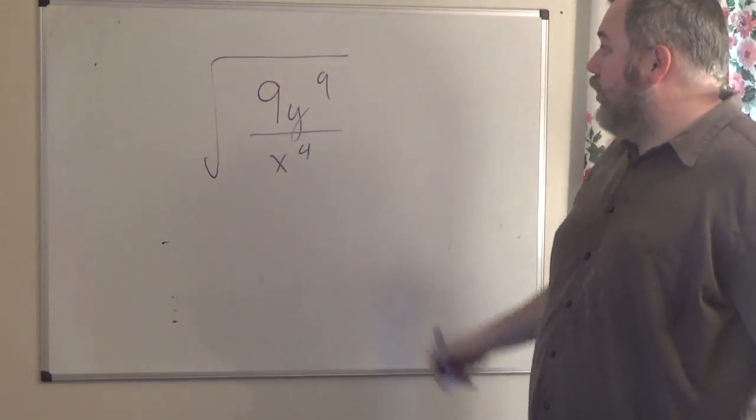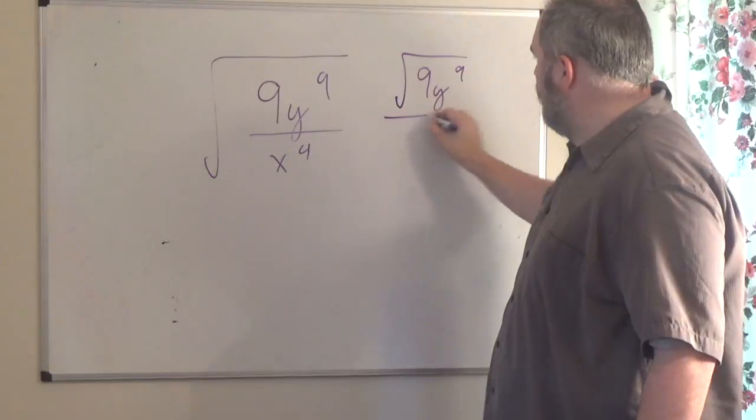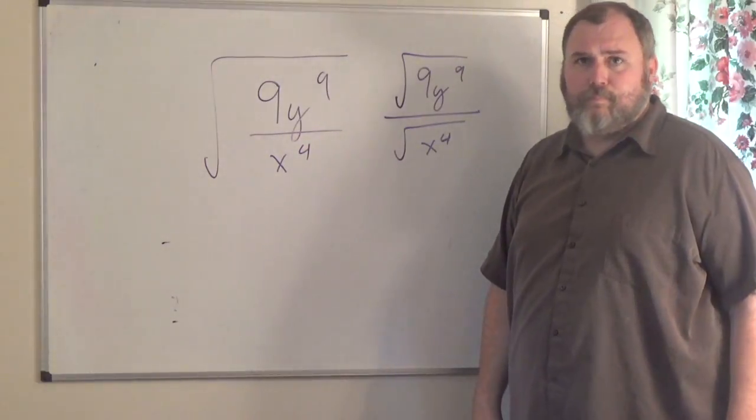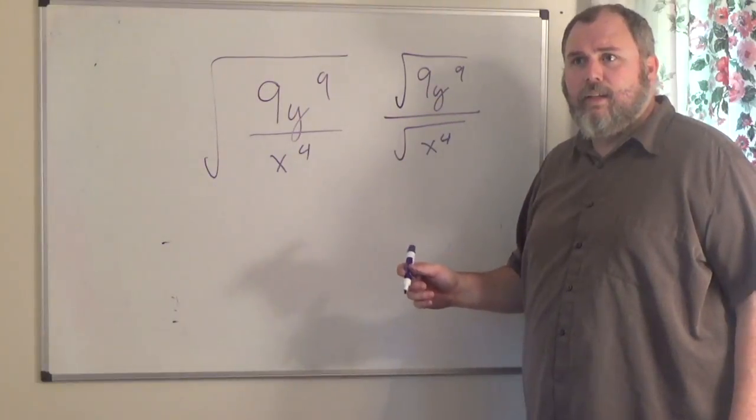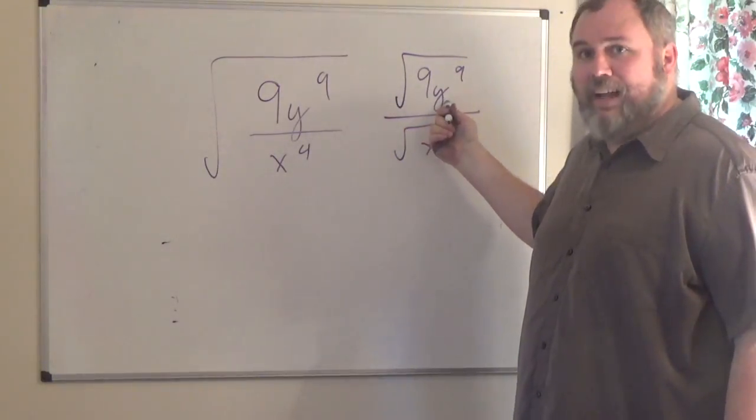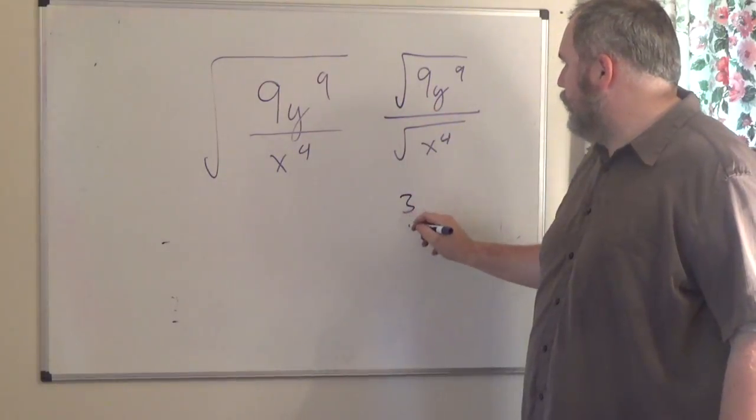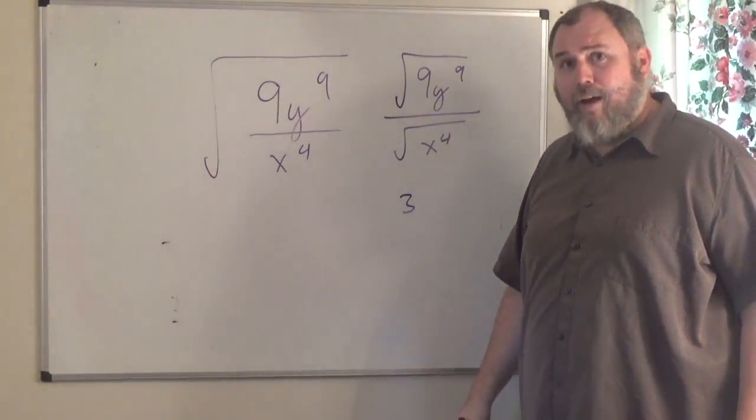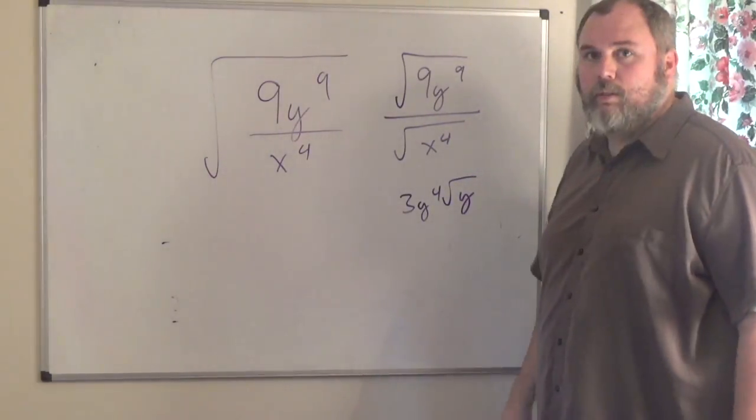Okay, so we can rewrite this to say it's the square root of 9y to the 9th over the square root of x to the 4th. Okay? Now, we can do this a couple of different ways. Your instinct might be, well, let's just think about it. Can we simplify this top part before we do anything else? Yes, we can. What's the square root of 9? Happens to be 3. How many times can I pull out a 2 out of y to the 9th? I can pull it out 4 times, with a y left over.